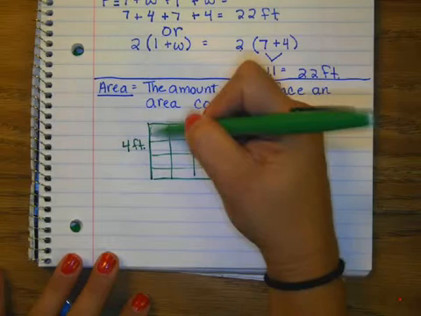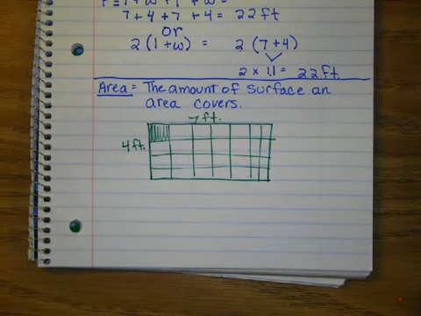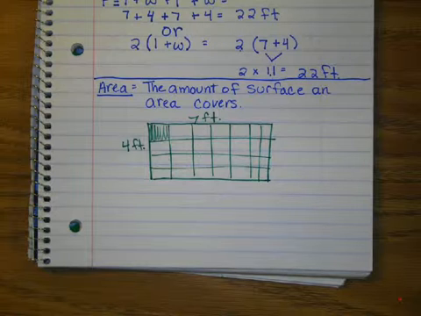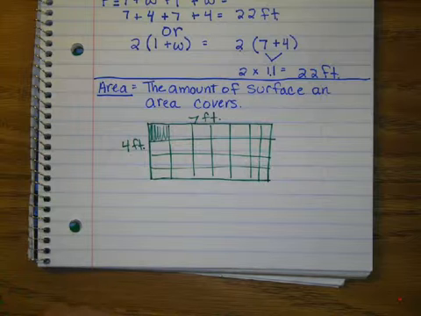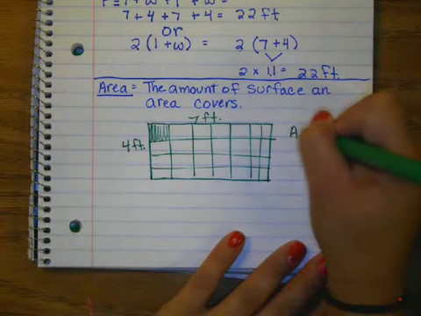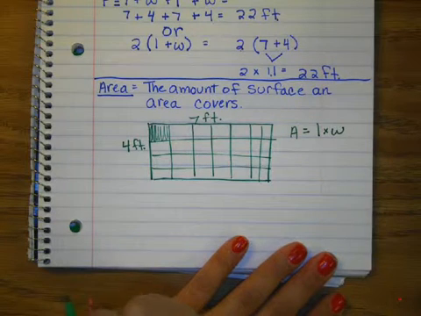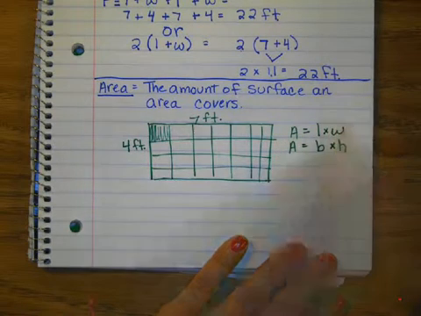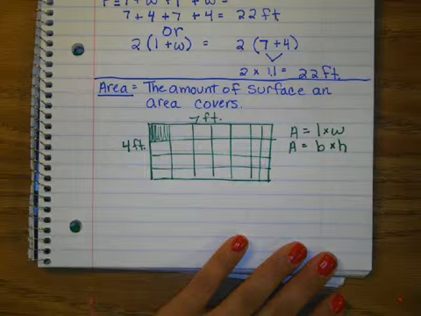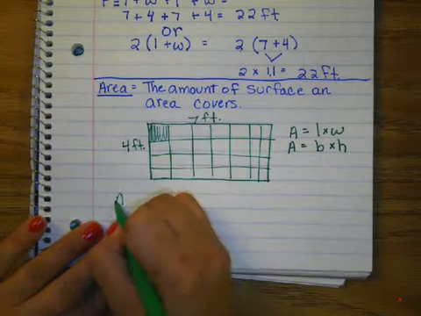So how am I going to figure out area? What do you think, Finn? 7 times 4. Okay, so could we say length times width? Is that our formula? Do you guys remember that? Okay, so area equals length times width, or you might see it as base times height. Okay, Johanna, are you with me? Okay. So to figure this out, I would say A for area is 4 times 7.